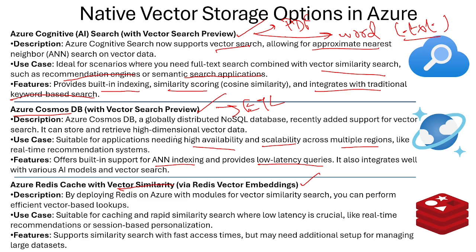So Azure Redis Cache has vector similarity search, and you can perform efficient vector-based lookups. It's suitable for caching and rapid similarity search, where low latency is crucial, like real-time recommendations or session-based personalization. And it supports similarity search with fast access times, but may need additional setup for managing large data sets.